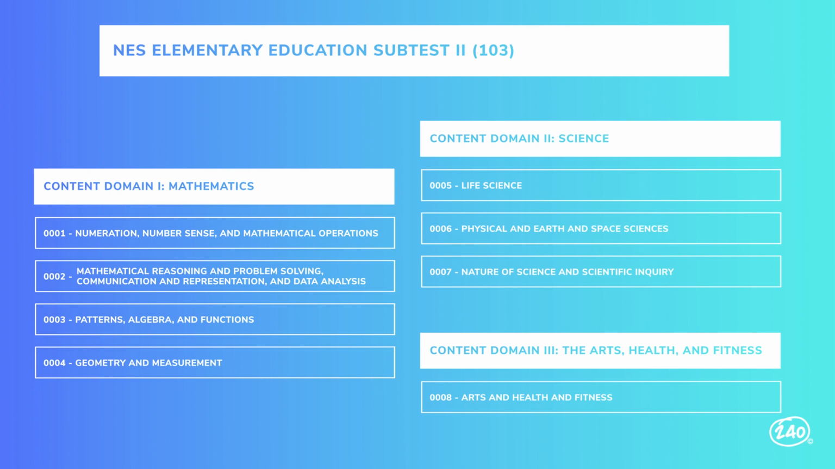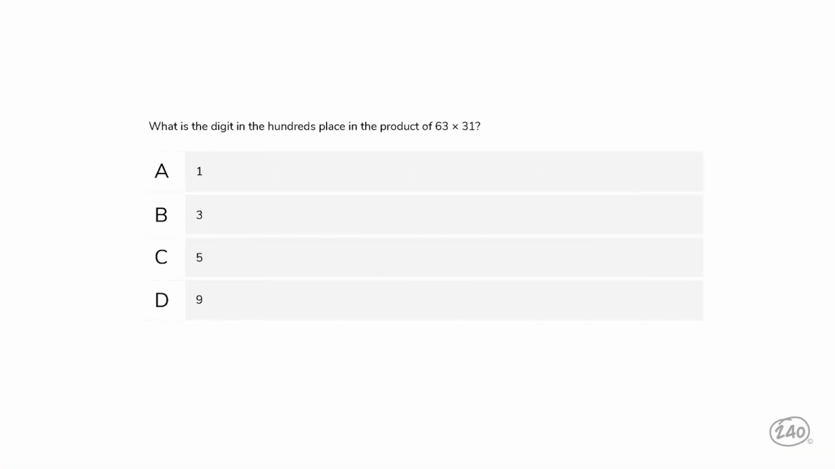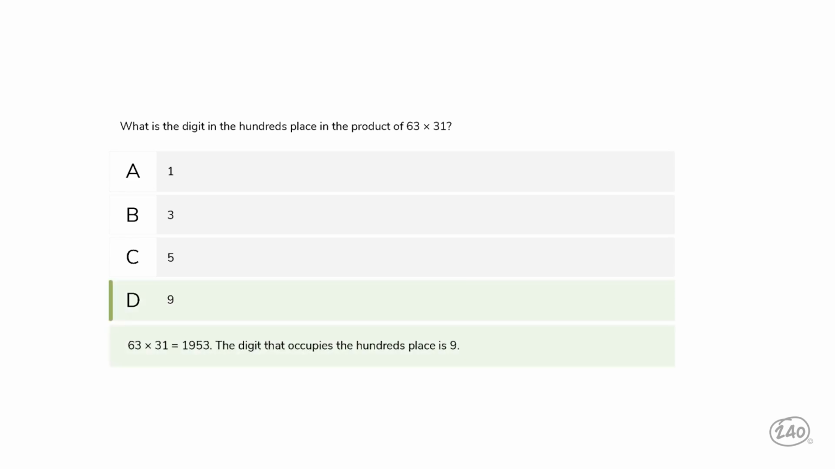Now that was our last competency, and you know what that means. It's question time. Let's start at the beginning with Domain 1 in mathematics. Let's take a look at a question about place value. What is the digit in the hundreds place in the product of 63 times 31? The first step here is to actually do the math. So 63 times 31 equals 1,953. So the answer here is D. The digit that occupies the hundreds place is 9.